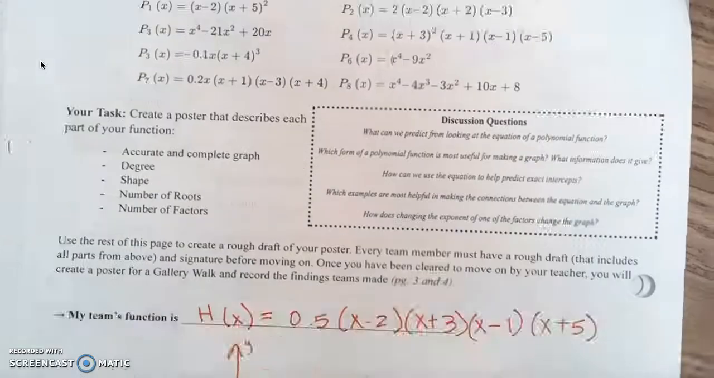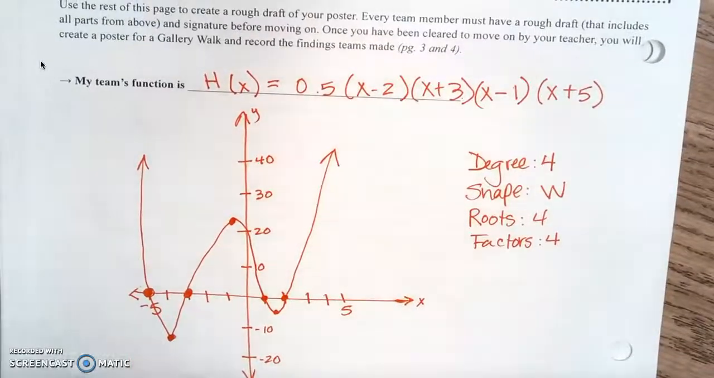Okay, so this is my function. I called it H for Hoban. Okay, it's different than all of the ones you have. Okay, so my equation is 0.5 times x minus 2 times x plus 3 times x minus 1 times x plus 5. Okay, this is a 4th degree because it has 1, 2, 3, 4 x's. Okay, I just went in Desmos graphing calculator, typed it in, and here is my shape.